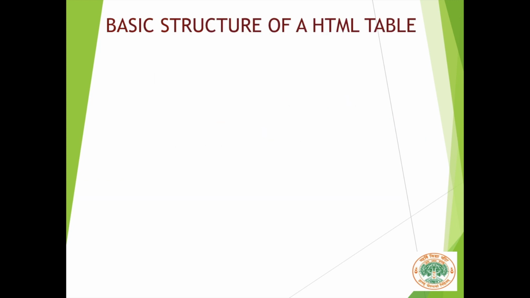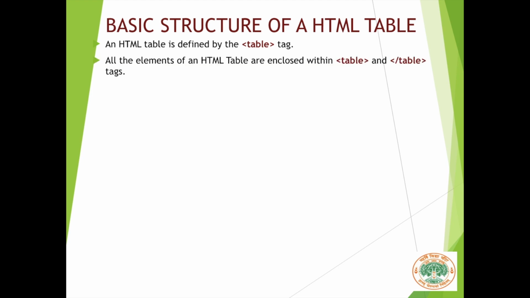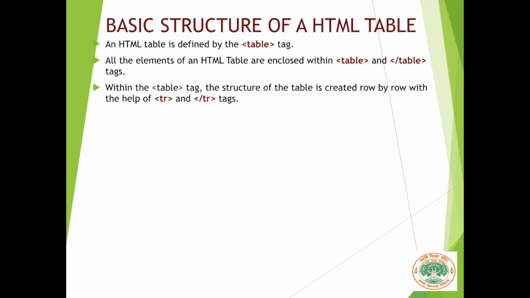So let us go to the basic structure of an HTML table. An HTML table is defined by the table tag. So for defining a table, we will use the table tag. All the elements of an HTML table are enclosed within the table and /table tags. Within the table tag, the structure of the table is created row by row with the help of tr and /tr tags. So within the table tag, we will create as many tr tags as the number of rows. How many rows were there in the previous table? 4 rows were there. So we will create 4 tr tags.